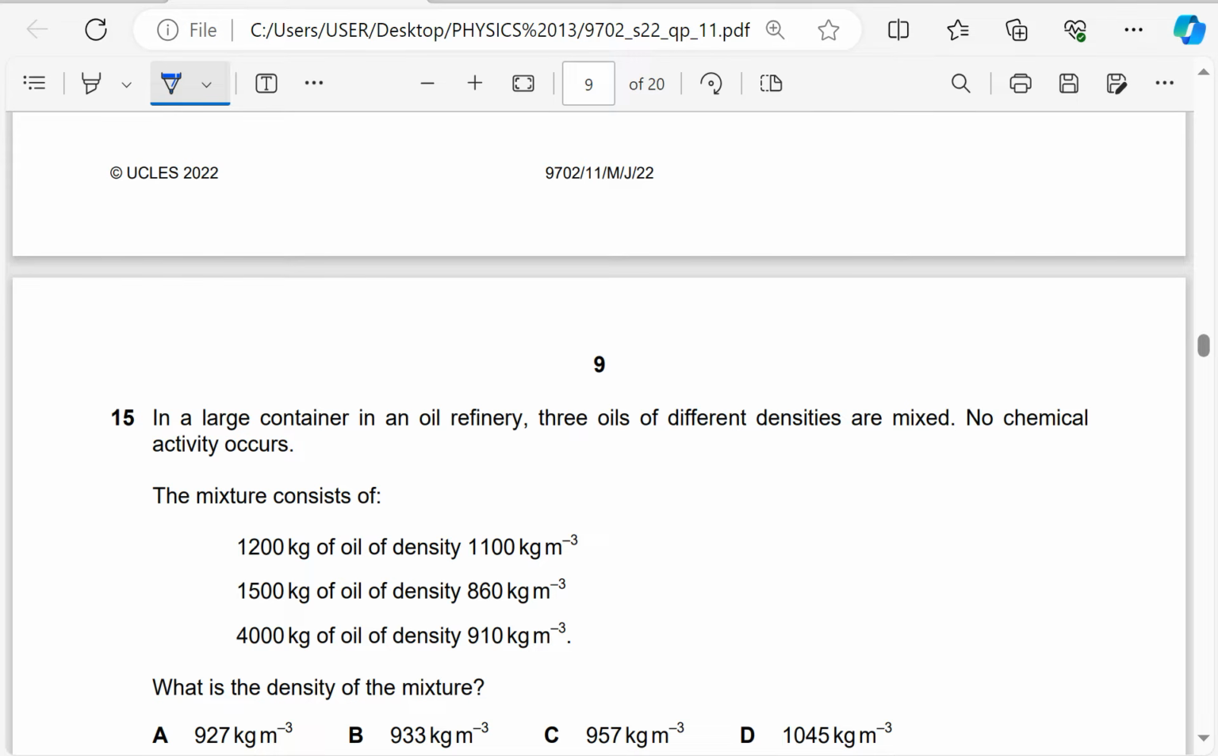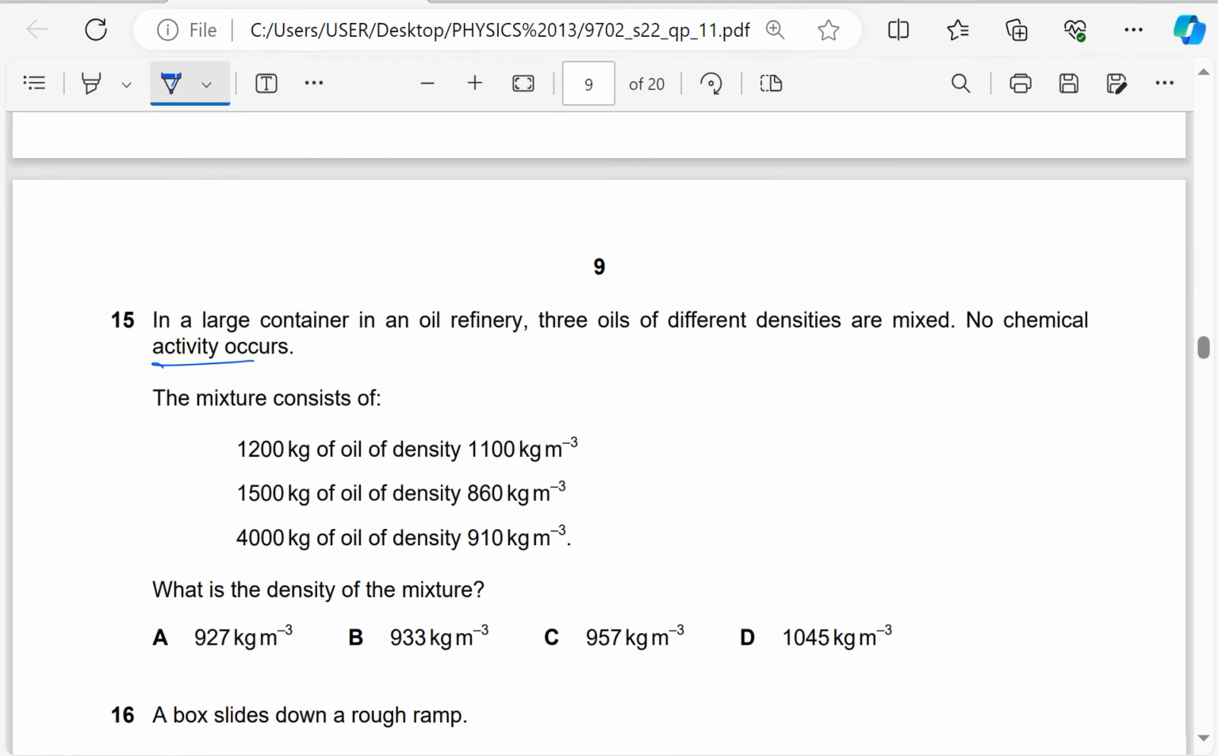In a large container in an oil refinery, 3 oils of different densities are mixed. No chemical activity occurs. The mixture consists of 1,200 kilograms of oil with density 1,100, 1,500 kilograms of oil with density 860, and 4,000 kilograms of oil with density 910 kilograms per cubic metre. What is the density of the mixture?